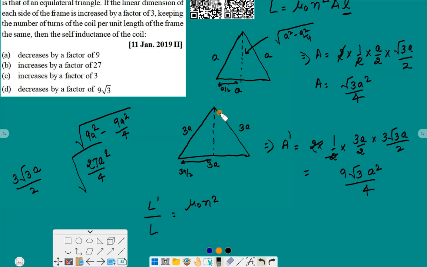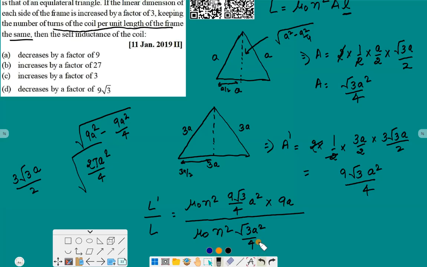Area of the new triangle will be 9 root 3 by 4 of a square into its length 9a, divided by the original self inductance, mu node n square. N is the same as mentioned, that is, turns per unit length of the frame is the same. So old area will be root 3 a square by 4 into old length was 3a.